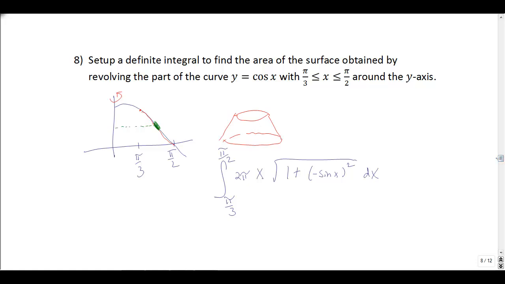Now, this says set up a definite integral. Later on in this course, we'll figure out how to actually evaluate something like this. This one's maybe a little complicated, but all we needed to do was set this up. So our answer here is literally just this integral. I personally don't even care if you take the negative sine x squared and write it as sine squared x, or simplify so the negative goes away. This is fine. You could plug this into technology and get an answer.